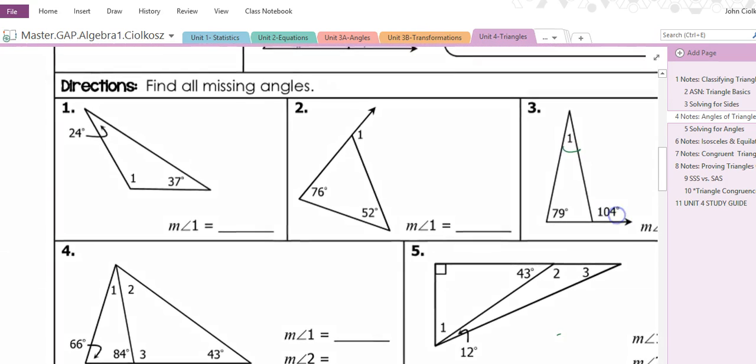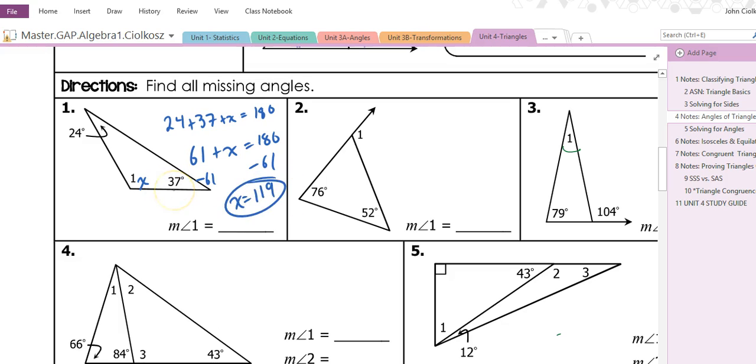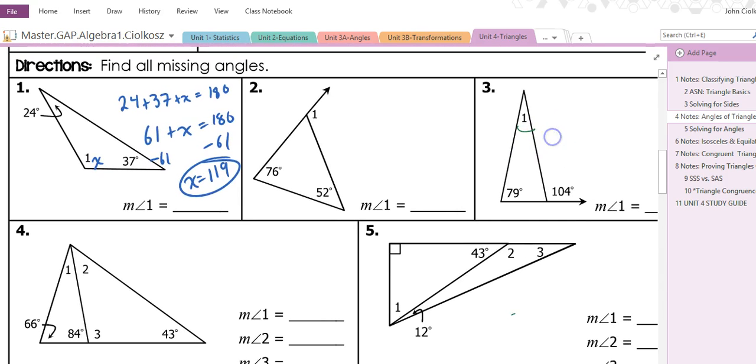Alright, let's see what we got here. So for 1, let's think, we're finding angle 1 here. Okay, so these 3 angles, let's call angle 1 x. That means they all need to add up to 180. Same side of our line, let's combine. So x, or angle 1, is 119. I will leave question 2 as a practice.